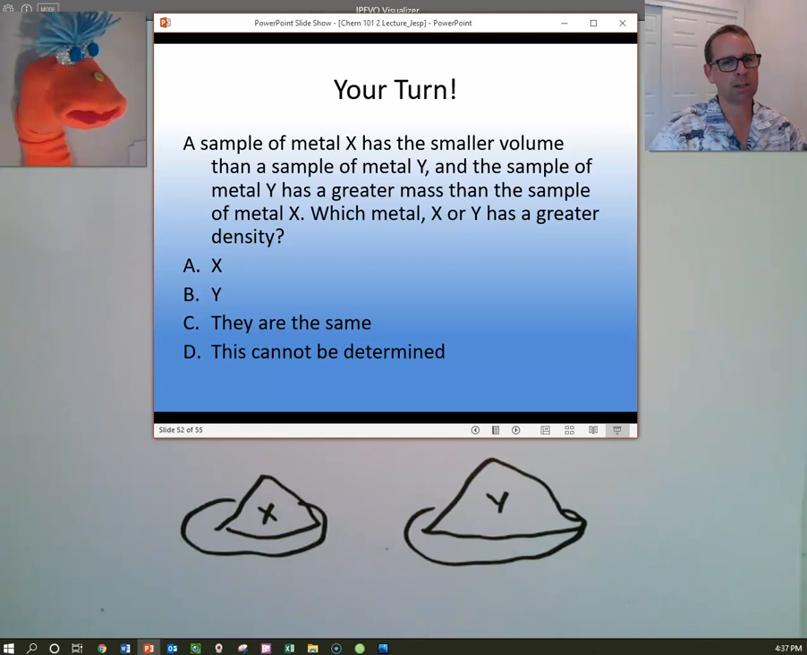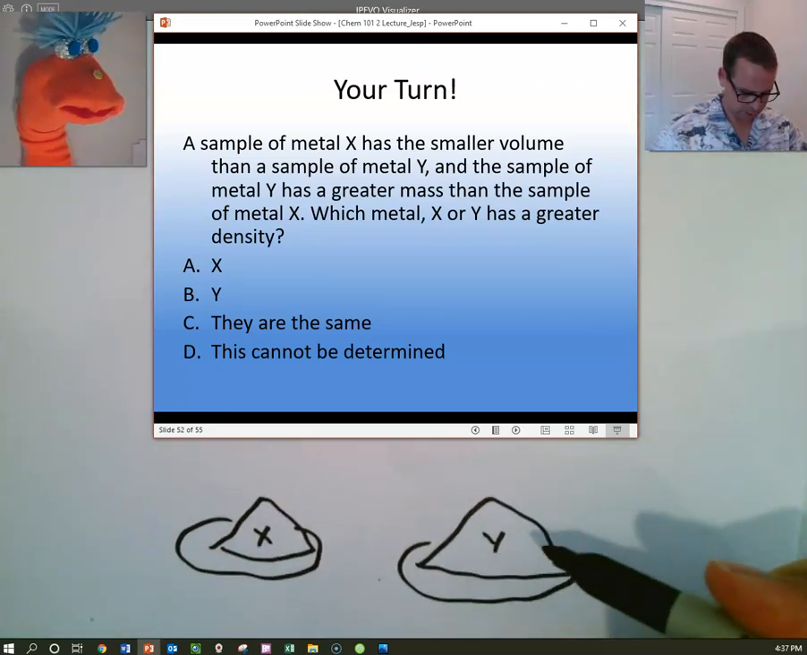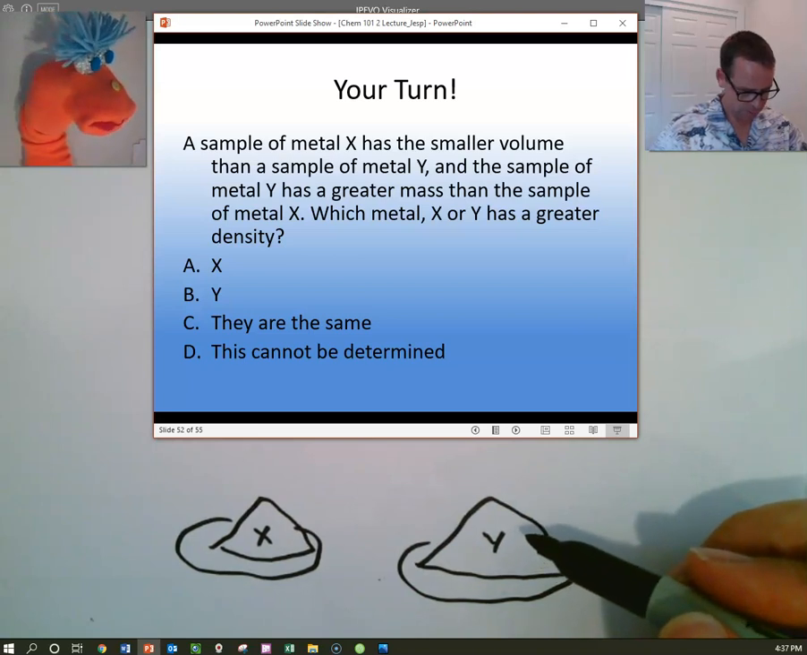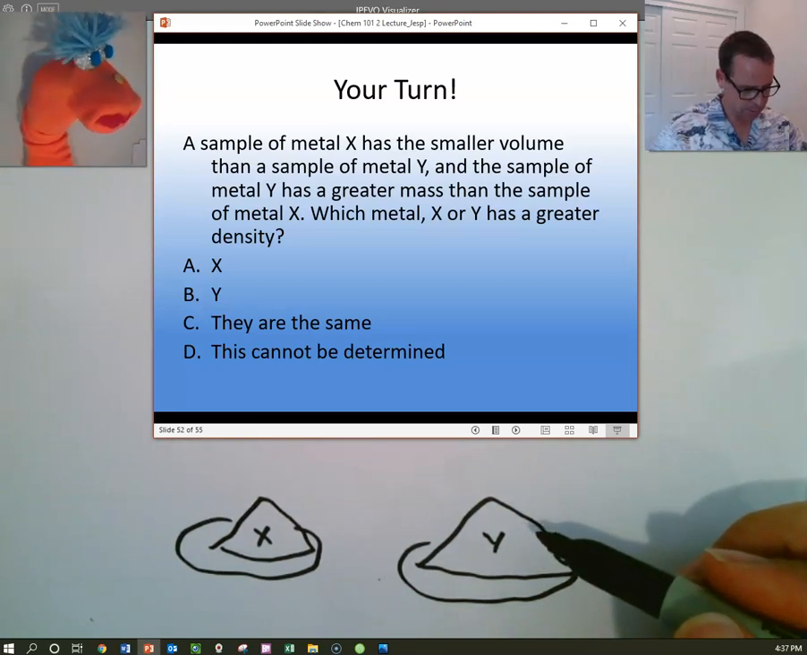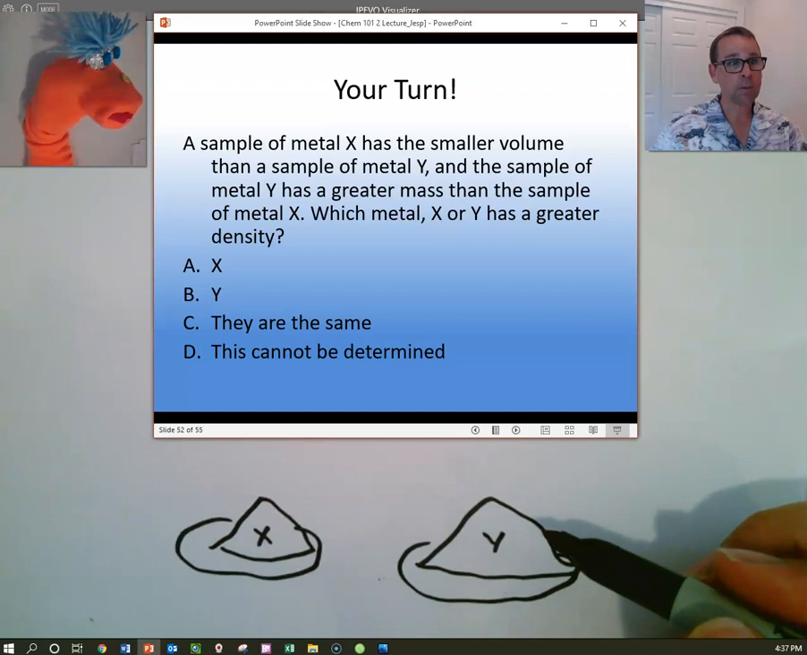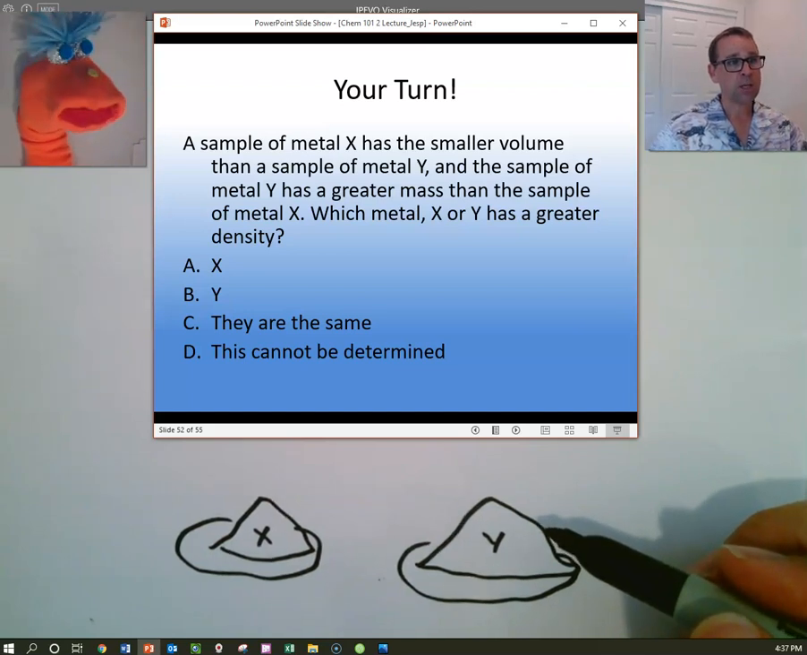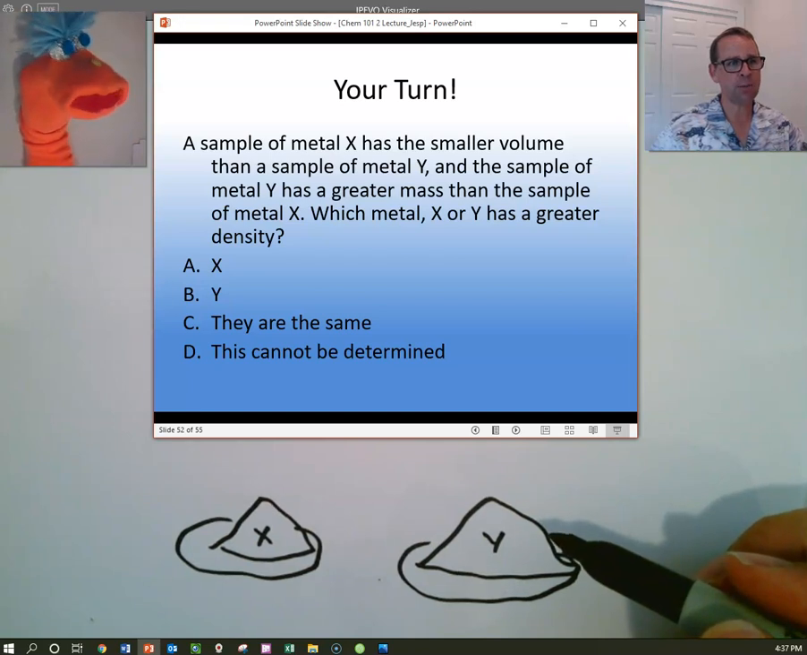And the sample of metal Y has a greater mass than the metal X. So which one has a greater mass? Y. I don't think we're going to be able to do this one. Why not? Because Y has greater volume and greater mass. So we don't know the relationship. X has smaller volume and smaller mass.